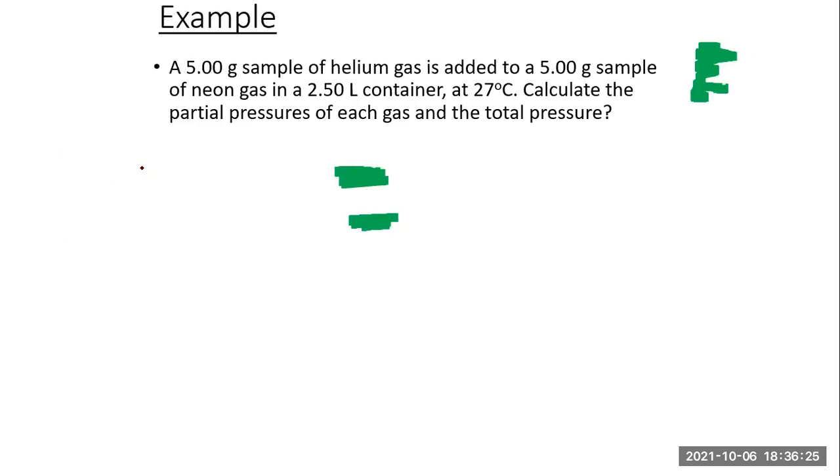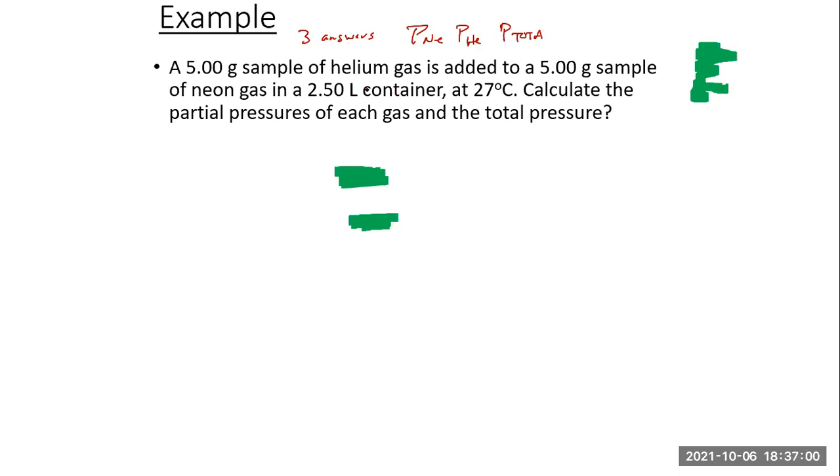Okay, so why don't we try one here? We got 5 grams of helium and we got 5 grams of neon. They are in the same container, a 2.5 liter container at 27 degrees. We're looking for the partial pressure of each gas. So we're looking for the partial pressure of helium, the partial pressure of neon, and we're also looking for the total pressure. So you should end up with 3 answers here: the partial pressure of neon, partial pressure of helium, and the total pressure.